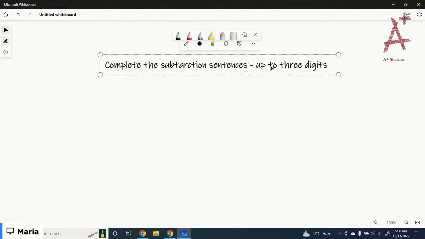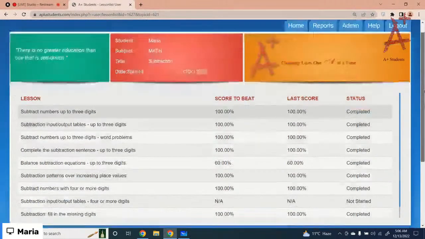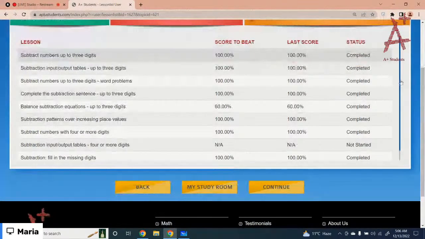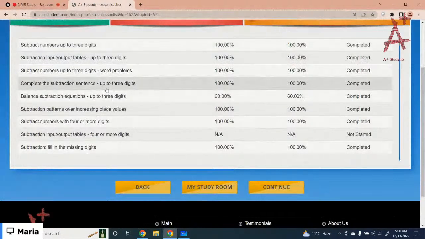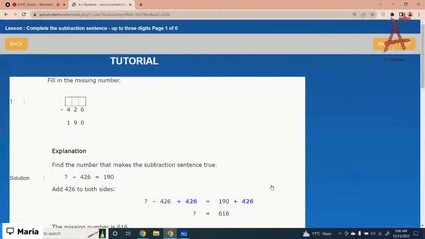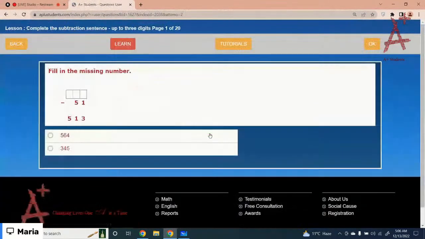Okay, let's start with the lesson. Here I am on grade 3 maths. The chapter name is subtraction, and let me just find the lesson name. Complete the subtraction sentences up to 3 digits. Here is the lesson name. Let's start with the examples, with the first question.